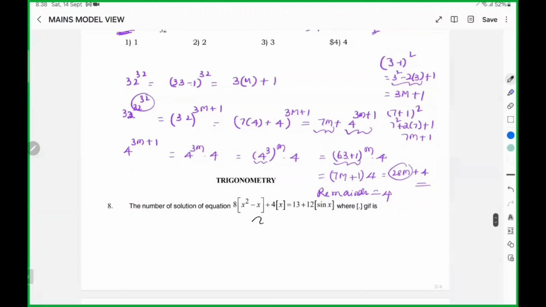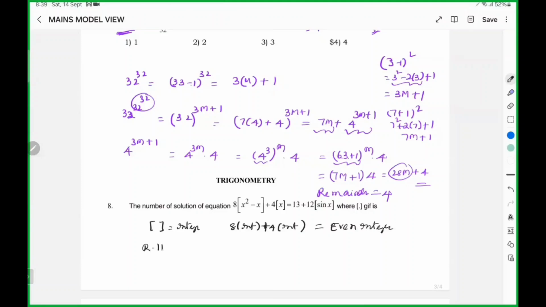Here it is. It seems to be a typical equation, because one side is algebraic with a step function and the other side is trigonometric, so directly solving is difficult. There must be some strategy for it. One simple logic, if you observe: the step function is an integer. So 8 into an integer plus 4 into an integer means a multiple of 8 or a multiple of 4, which is an even integer.